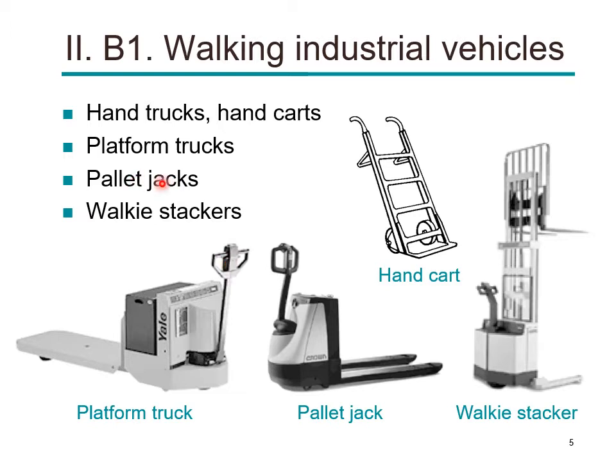It can be pallet jacks like this one, so it is similar to a forklift, so that you can take pallets on top of this pallet jack and again drive it. Or bulky stackers like this one, so that you can lift the load up and you can place it on higher racks in storage systems. Okay? These are the basic walking industrial vehicles.